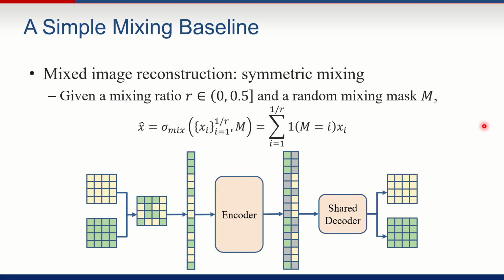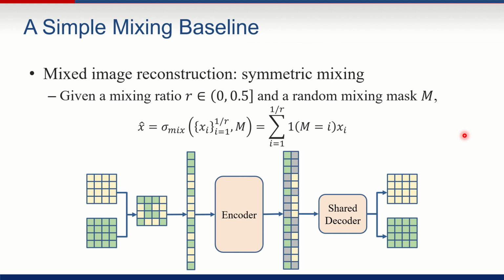To do that, we first construct a simple mixing baseline. Given a mixing ratio R and a randomly sampled mixing mask M, we perform symmetric mixing within a group of clean images to generate the mixed samples. The mixed samples are then taken as input to the visual encoder for feature extraction. The extracted features are then unmixed by inserting a special mask token, the same as MAE, and then taken as input to a shared decoder for pixel reconstruction.